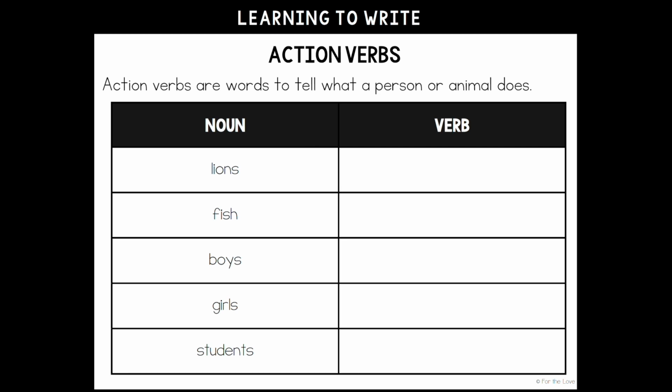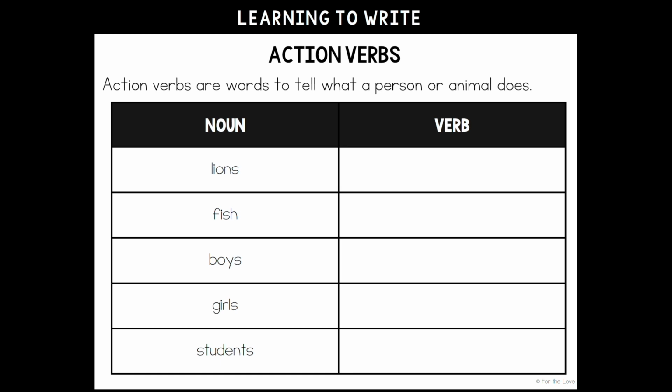Notice students have been given nouns. They are all plural nouns, and they need to provide the verb that could go along with these nouns. Now, students can be creative here. They can be silly. It's really up to you. But each of the nouns has specific verbs that would work with them. For example, you could say lions roar or fish swim.